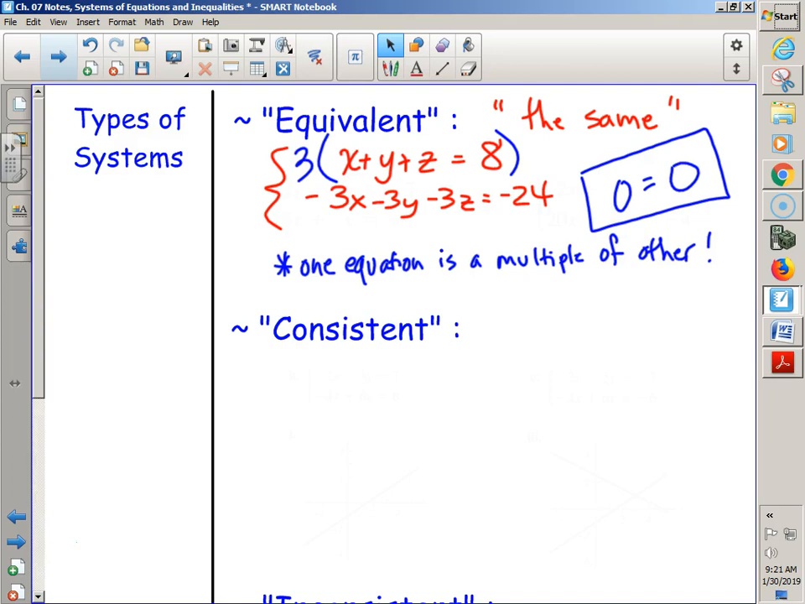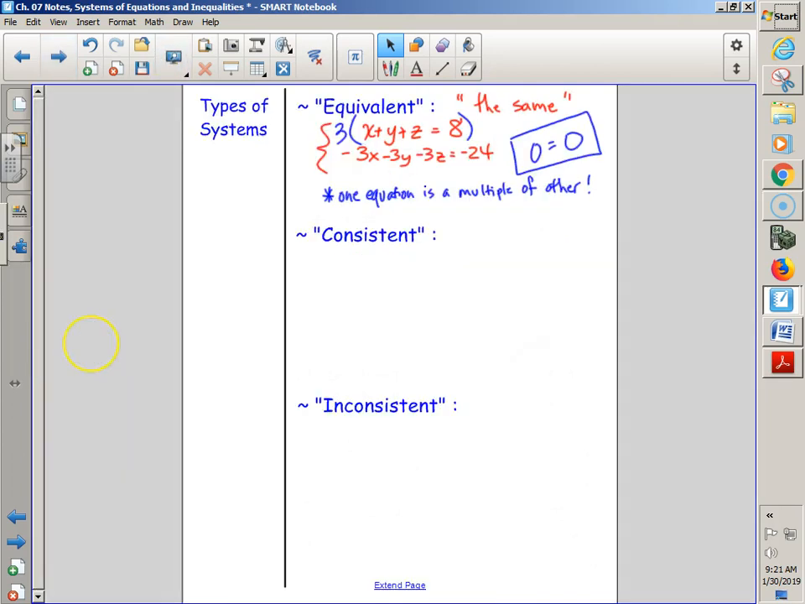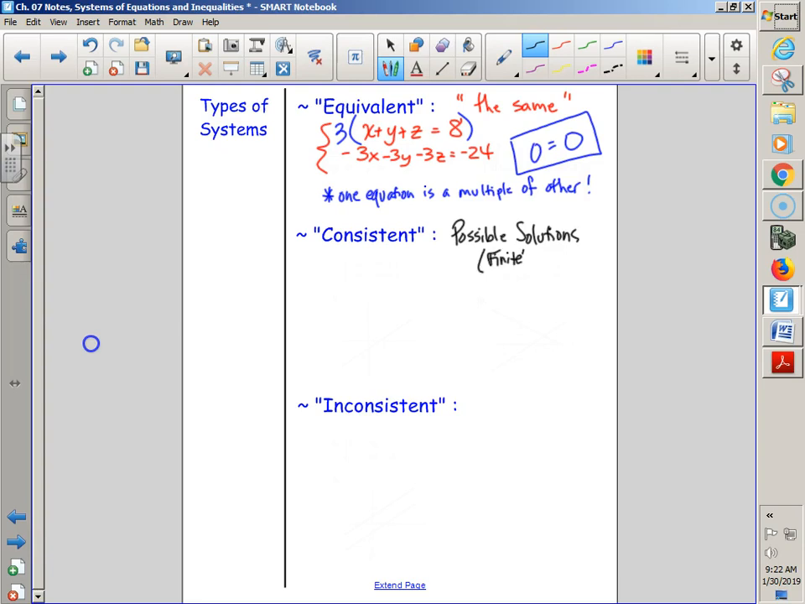Okay? Consistent. If you want to think about equivalent, that would be the old school Algebra 1 example, if we're only dealing with linear functions, when it's the exact same line. The answer would be all solutions, the intersections, if one line is the same as another. Consistent. Which one sounds better? Yeah, exactly. There are possible solutions, and I'm going to say finitely many. Ooh, finitely many. That sounds snazzy.